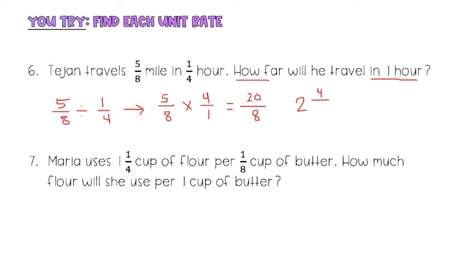I keep my denominator of 8 the same, and if I'm able to simplify one more time, I can. So here I see that both 4 and 8 can be simplified. They can both be divided by 4. So 4 divided by 4 is 1, and 8 divided by 4 is 2. To label my work, what we solved for, we were figuring out how far in 1 hour. So our answer is 2.5 miles per hour.